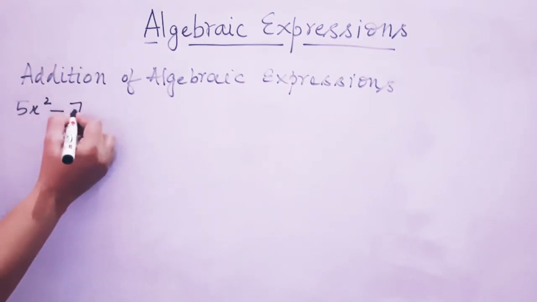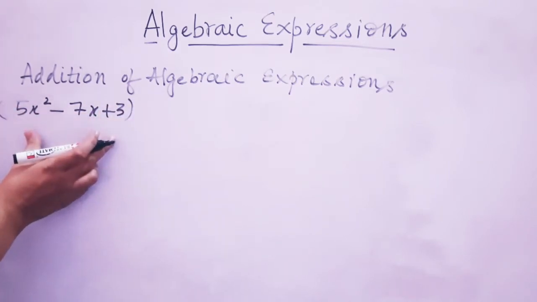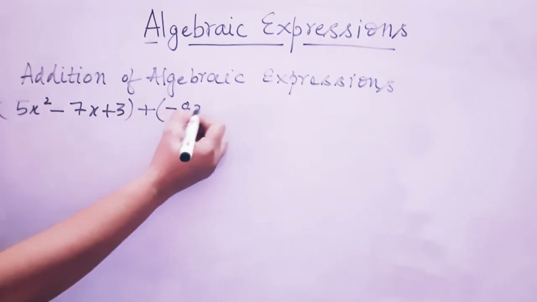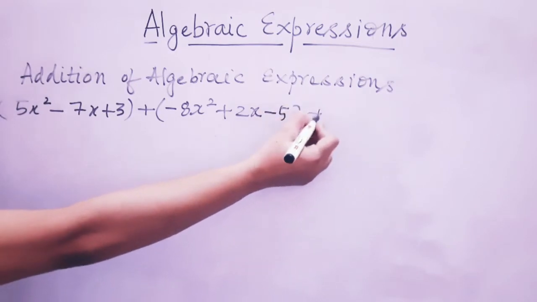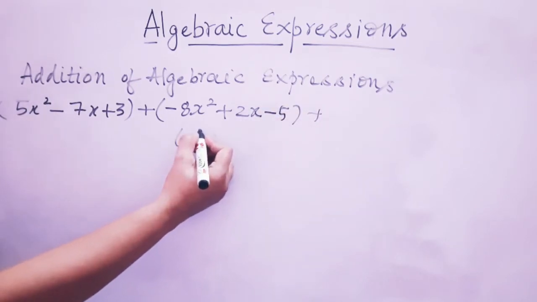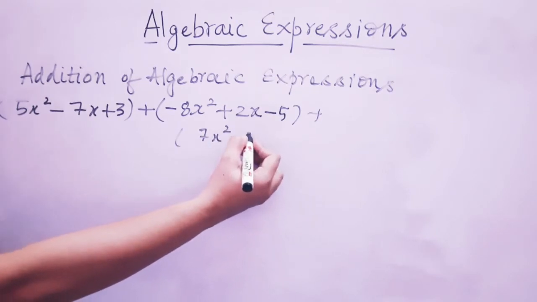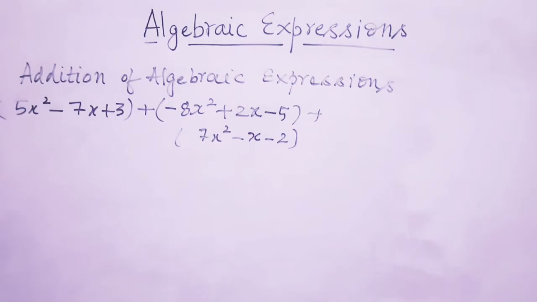5x square minus 7x plus 3, bracket will be closed. This is the first algebraic expression. Again bracket, second algebraic expression. Then again there will be a bracket, third algebraic expression. So whenever you are adding or subtracting any algebraic expressions, first of all you have to keep them in brackets.